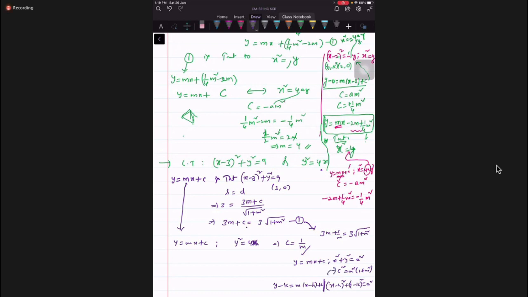What I'm doing is using the geometrical condition, not any formula. Right, students? So that you have clarity on that point. Anything from your end to ask?